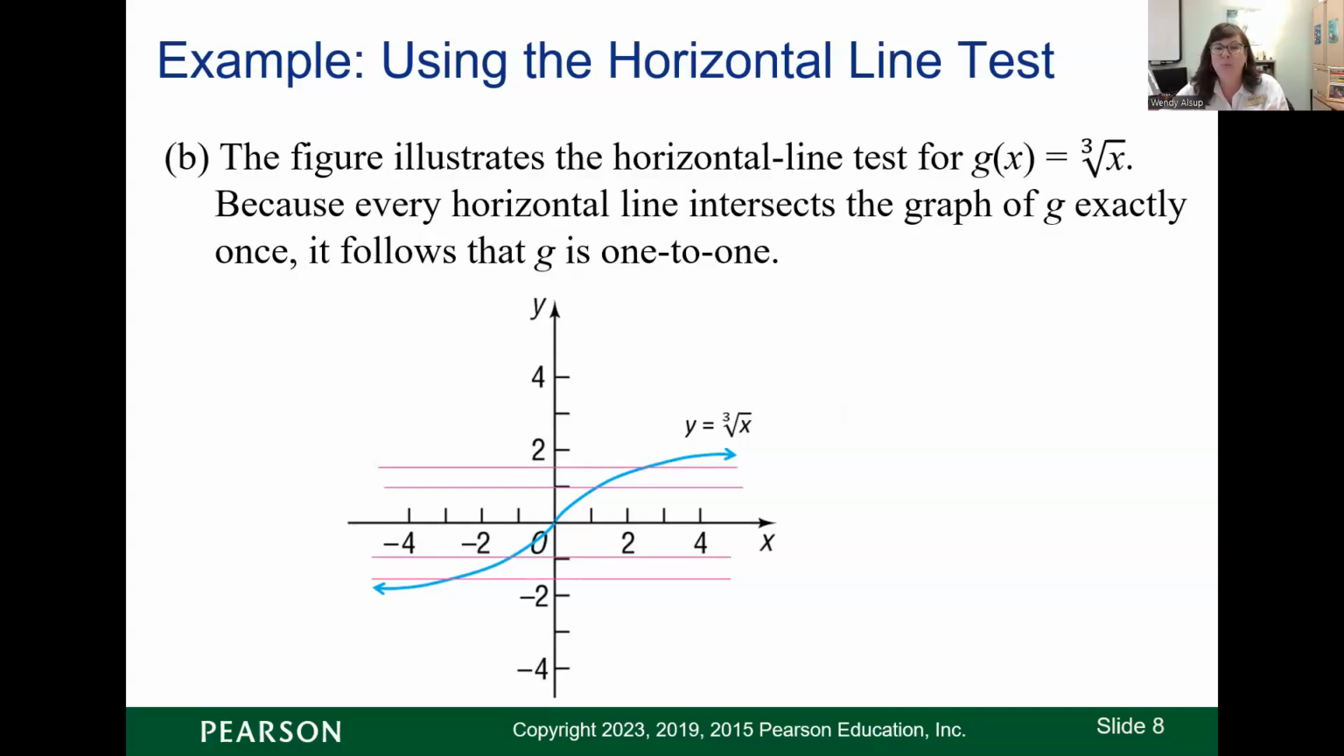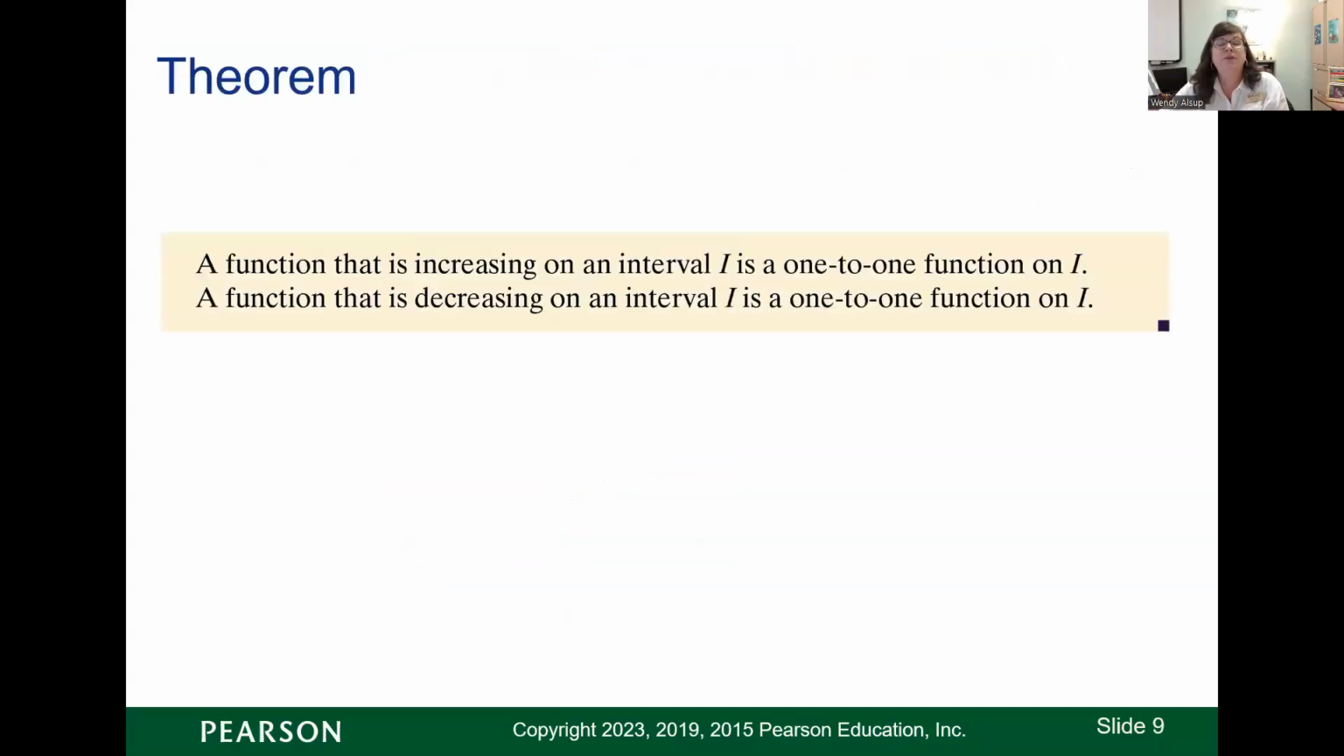It is a one-to-one function. Also, any function that's increasing on an interval is 1-to-1 on that interval, and any function that's decreasing on an interval is 1-to-1 on that interval. The problem is if it's increasing and decreasing on an interval. That's when you're going to have points that overlap each other and it stops being 1-to-1.